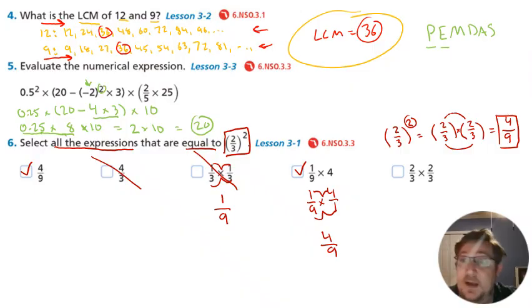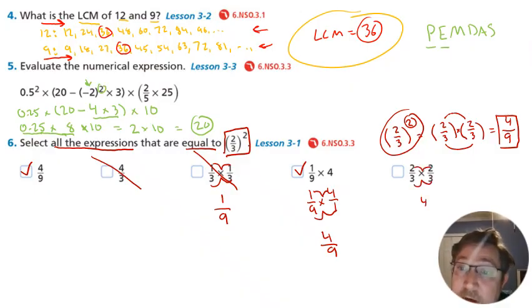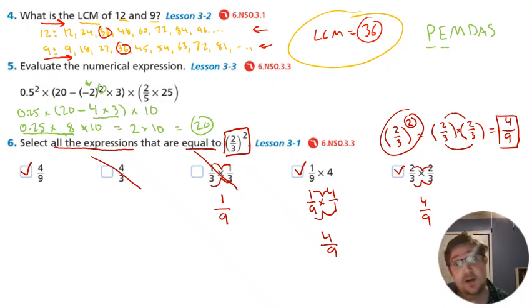And then finally, I have another fraction, 2/3 times 2/3. Well, that's exactly what 2/3 squared is. 2 times 2 is 4. 3 times 3, 9. So those three checked ones are all equal to 2/3 squared. And you could have also used a calculator for this one, but you don't need a calculator for any of these.